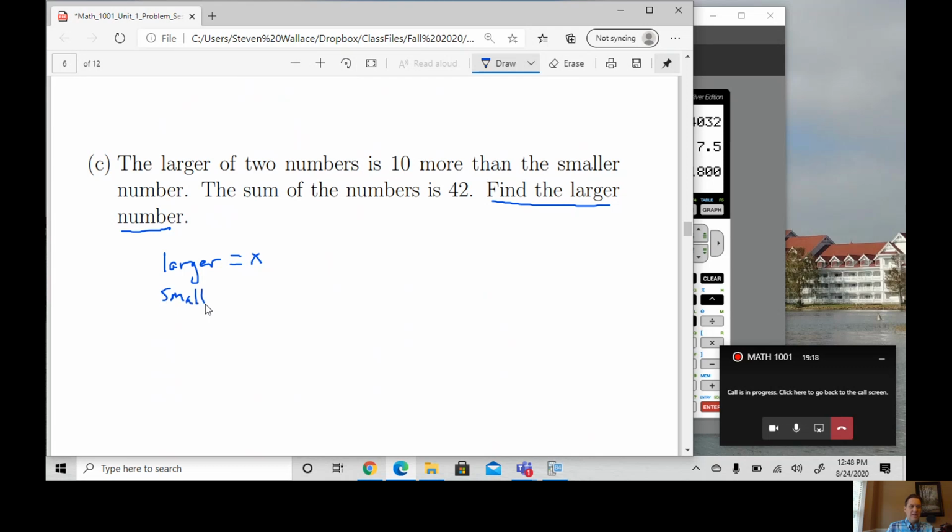And if at all possible, we want to find an expression for the smaller number that involves x. So if the larger number is 10 more than the smaller number, then the smaller number is the larger number minus 10, right? And so now we take the sum of the two numbers is 42. So x plus x minus 10 is 42.